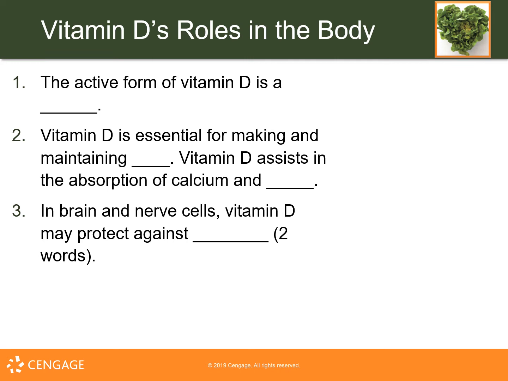Vitamin D's roles in the body. Again, please pause this presentation so that you can try to answer them.